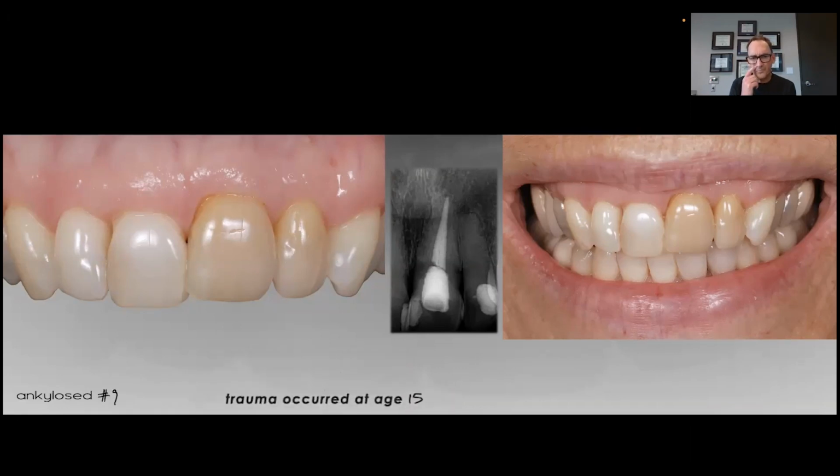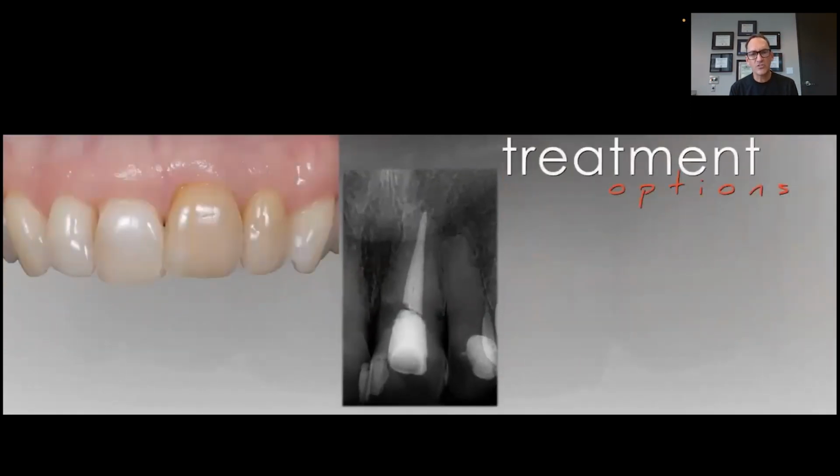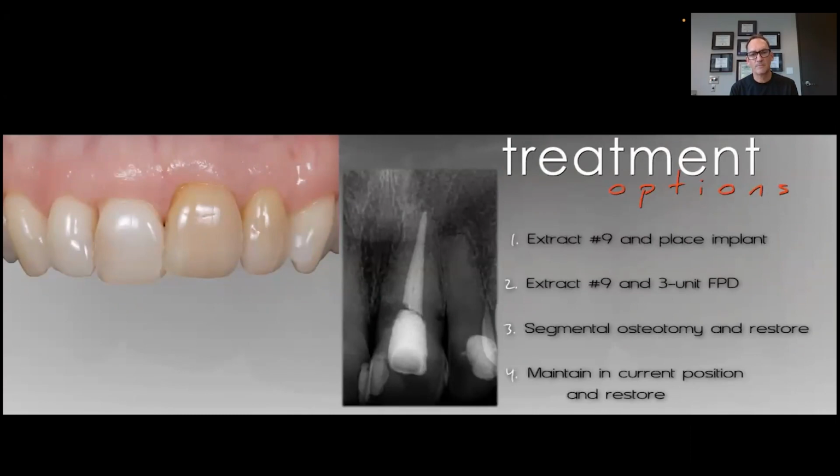Right. So for this patient, she reports that she had trauma when she was 15 years old. How old is she now? She's 62. All right. So what do we know? A, she's not growing, and B, we have a long period of time to look at how fast that resorption is occurring. If you look at the root of that central, it looks pretty similar to the root of the central that isn't ankylosed. So now you go, that's pretty slow resorption.